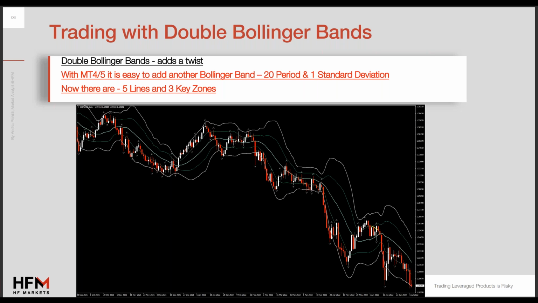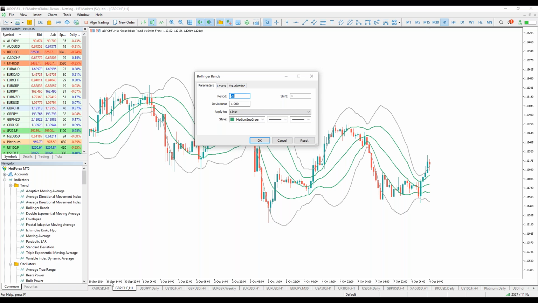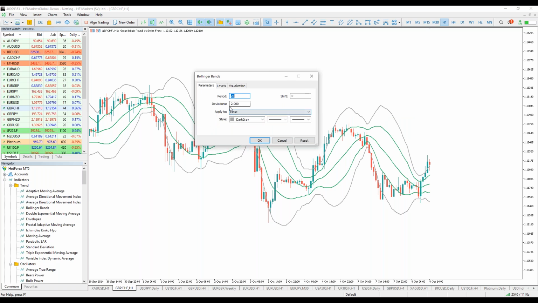Okay. So how do you apply it? As I told you earlier, you drag and drop the Bollinger Bands twice, but you change the settings. So, okay, I'm going to show it again. Remember, our navigator is on the left-hand side. Just drag and drop. That's pretty much it. So for that particular strategy, we keep the default setting, which is 20 and 2. Okay, we keep the default 20 and 2.